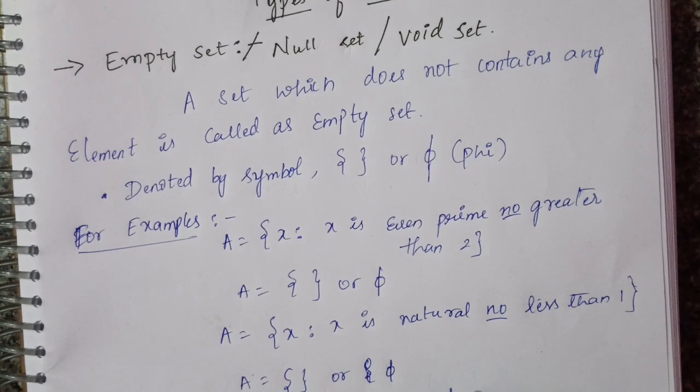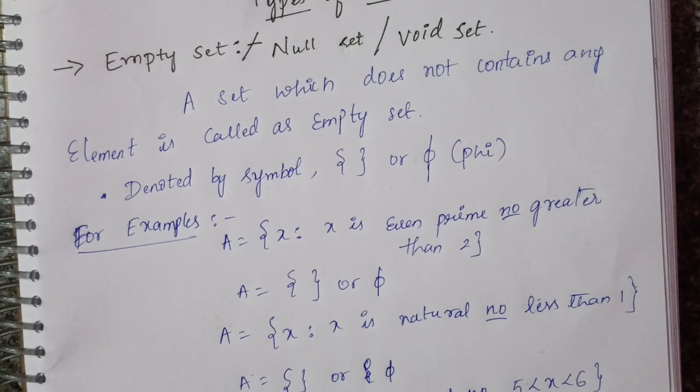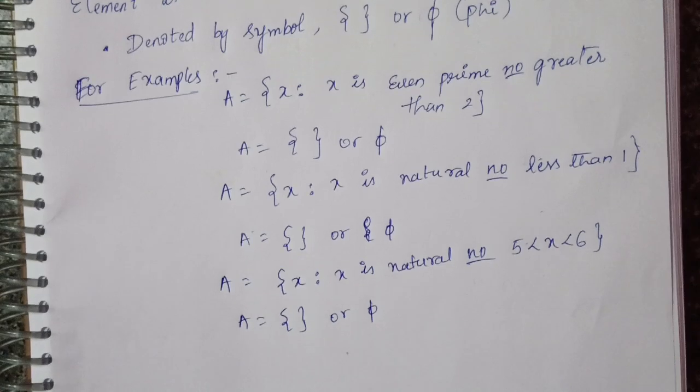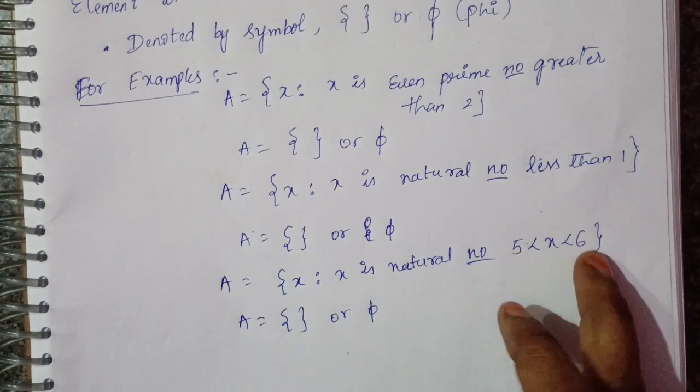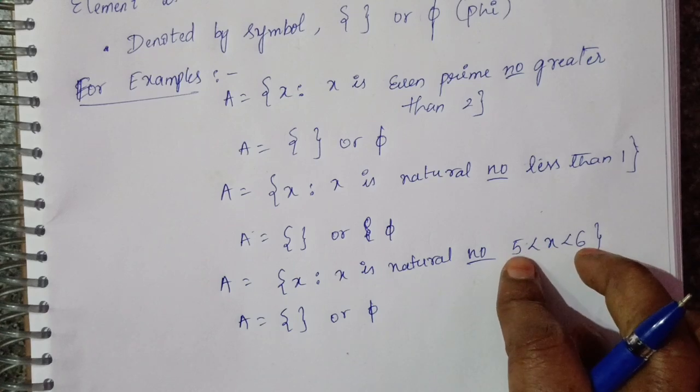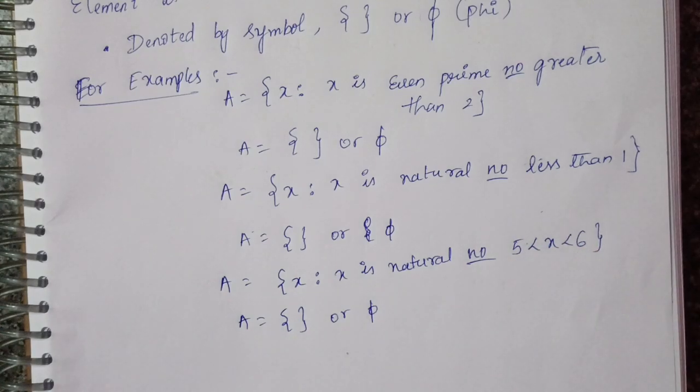Next example: x is a natural number, x is greater than 5 and less than 6. In between numbers, which number is left over? Nothing is left, so we can say it is an empty set. We can denote it as curly braces or phi.